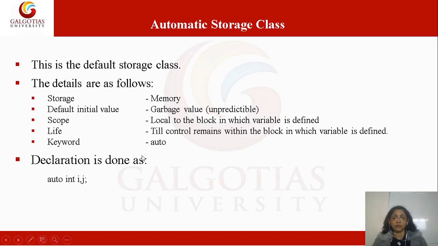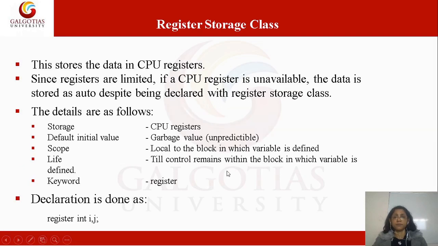Then the keyword: for declaring a variable with storage class automatic, you need to use the keyword auto. One example has been given. As per that example, if you want to make i and j automatic storage class variables, you write auto, then the type of the variable and the name of the variable.